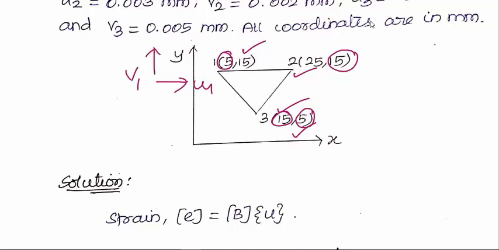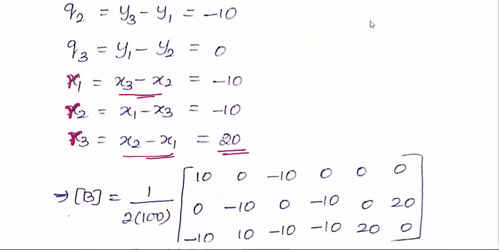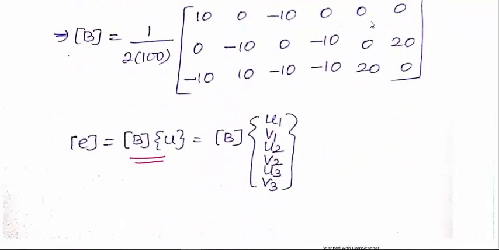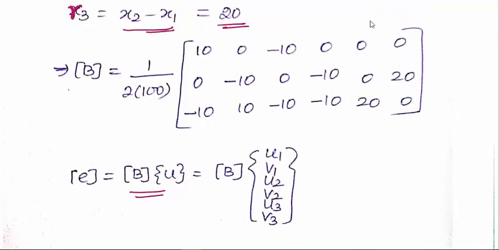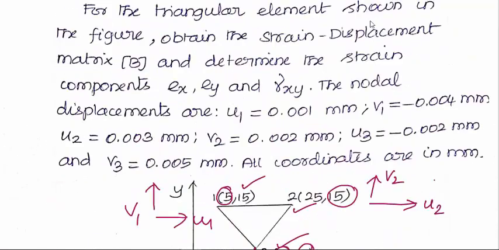For the second nodal point, the displacement component along x-axis is U2, along y-axis is V2. For the third nodal point, the displacement component along x-axis is U3, along y-axis is V3. So the displacement matrix for the CST element is U1 V1, U2 V2, U3 V3. The displacement components for all the three nodal points for both the directions are given in the problem.